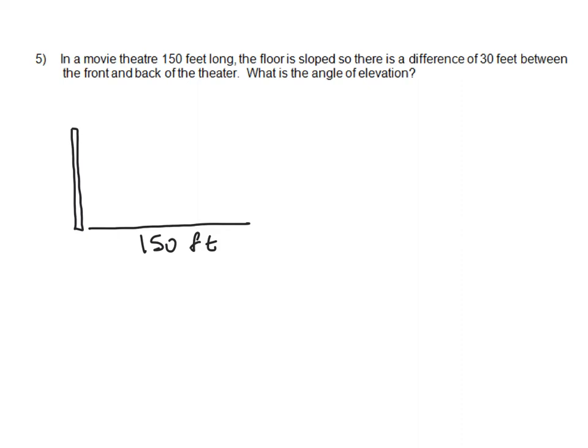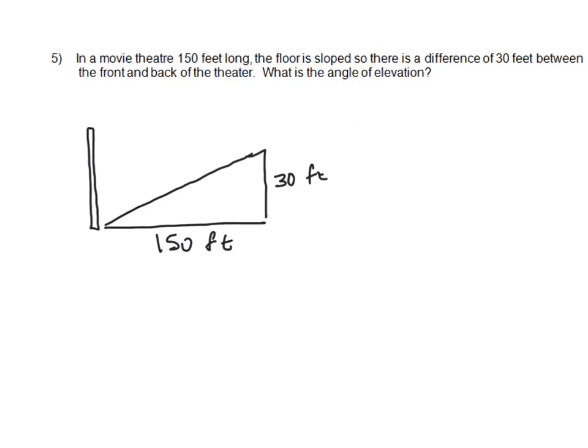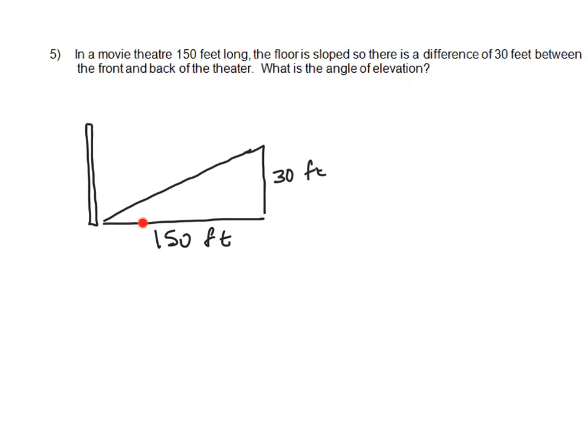The floor is sloped, so you know how you have to walk up to get to higher rows, so it's sloped up like this from the screen. And there's a difference of 30 feet between the front and back. So you're saying that this is 30 feet up compared to down here, it's just at 0. So that is 30 feet. What is the angle of elevation? So angle of elevation is going to be from the ground up, because it elevates up. So down on the bottom, here is our ground, and then we are elevating up to that angle right there, or creating that angle. So this is our angle of elevation, so theta is right there.